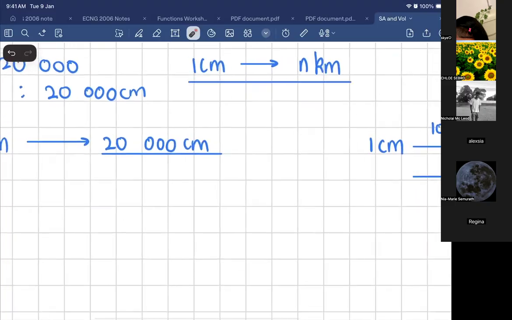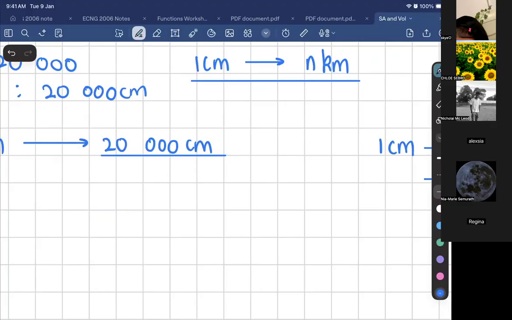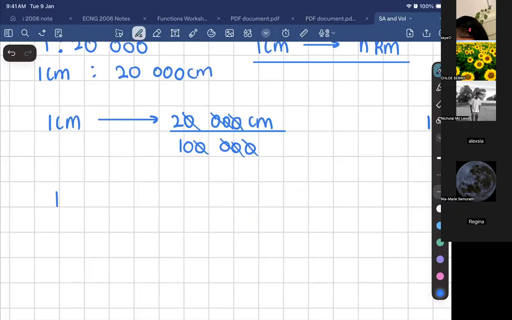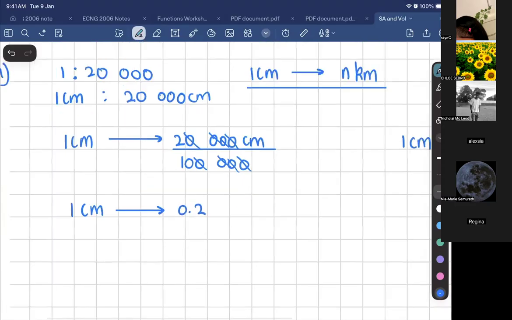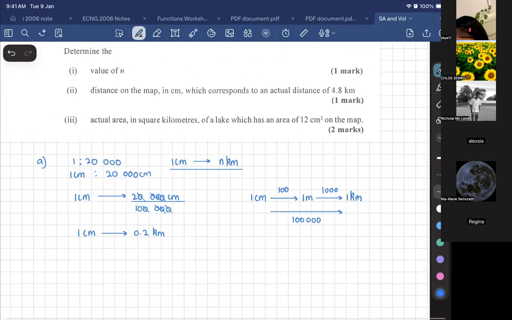Right. So we have 20,000 centimeters, but how many centimeters does it take to make a kilometer? 100,000. Right. So we divide. So we're going to end up with 2 over 10. What is 2 over 10? 1/5. Right. And what is the answer in decimal? 0.2. Right. So every 1 centimeter on the map is actually how many kilometers? 0.2. Yep. Is there anybody that did not understand that?